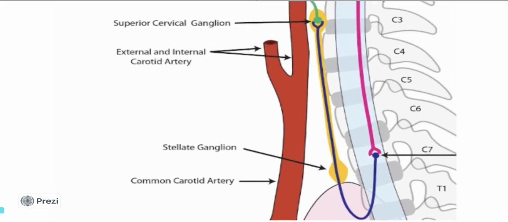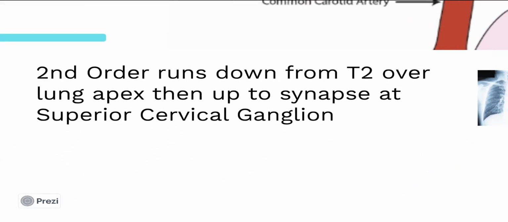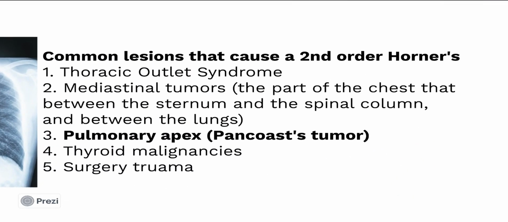Now, what I would know is problems here. The best thing for you to know is Pancoast tumor. That's in bold here. That's a lung tumor. It's on the pulmonary apex. When it's on the tip of the lung, it can blow out the sympathetic here. So I would know Pancoast tumor can cause a second order Horner syndrome.